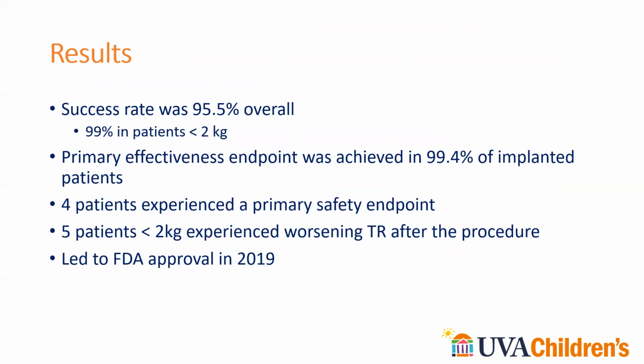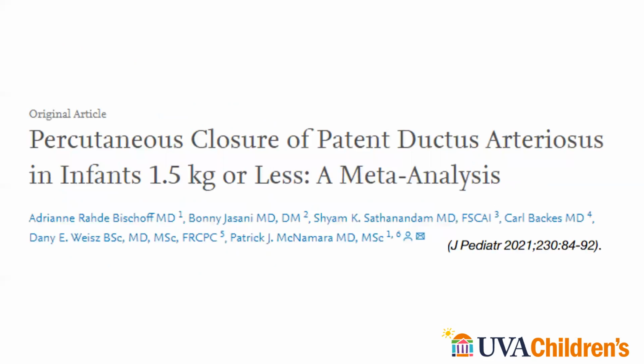This study was able to show a 95.5% overall success with actually placing the device. And it was 99% effective in patients less than 2 kilos. Of the patients that were implanted, 99.4% had PDA closure still at 6 months. 4 patients experienced a major complication. And 5 patients less than 2 kilos experienced worsening tricuspid regurgitation after the procedure. And this whole study ultimately led to the FDA approval of this device for infants greater than or equal to 700 grams and greater than 3 days of age.